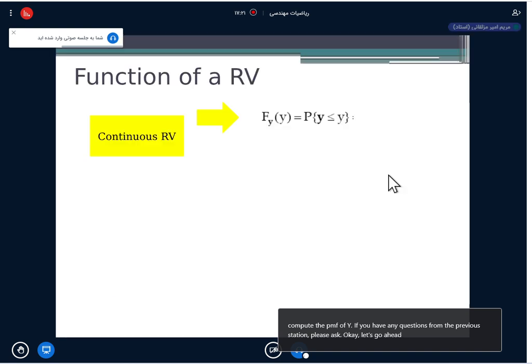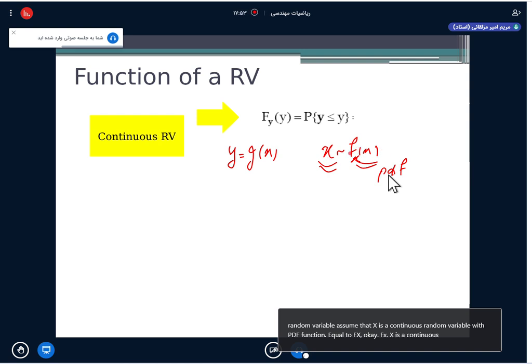Okay, let's go ahead. But now, for this session, we want to talk about the PDF of y when x is a continuous random variable. Assume that x is a continuous random variable with PDF function equal to f_X(x). X is a continuous random variable and its PDF is denoted by f_X(x), this function. Okay, this function is the PDF of x.